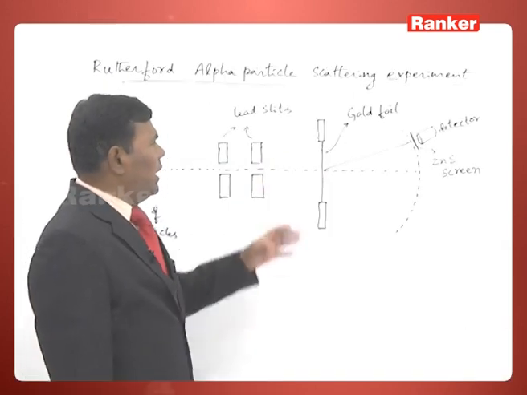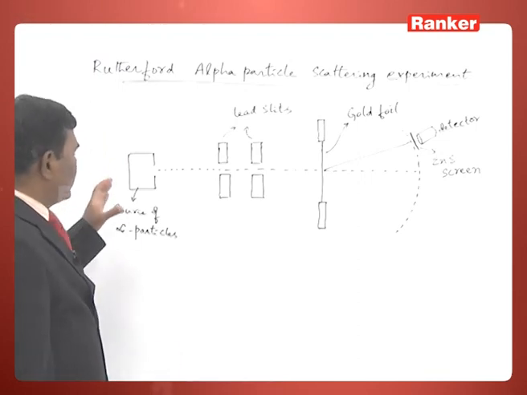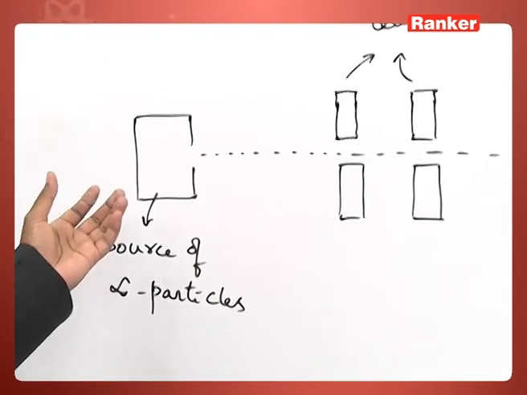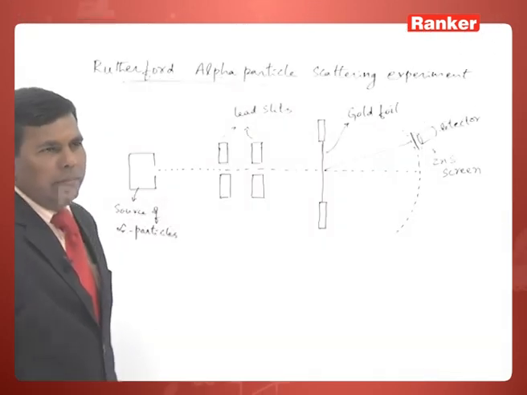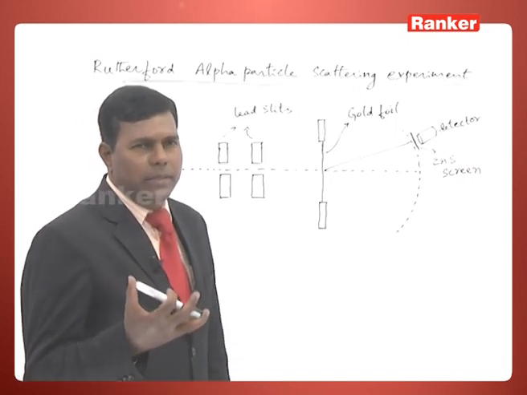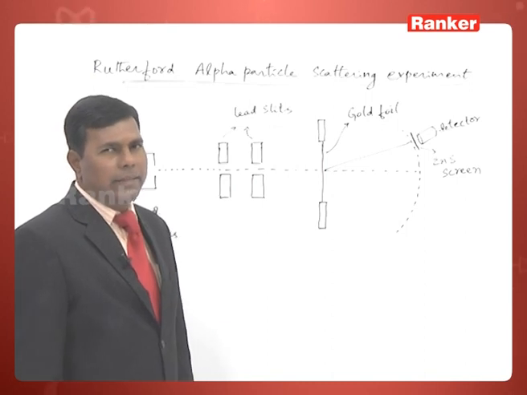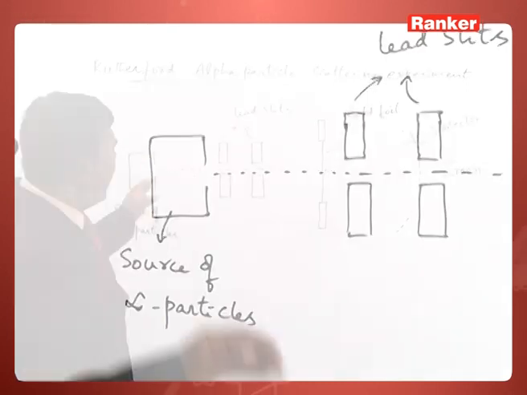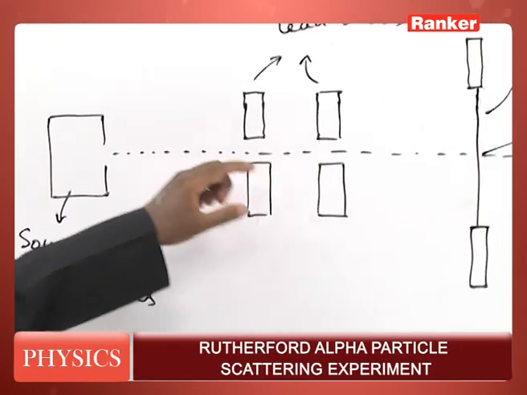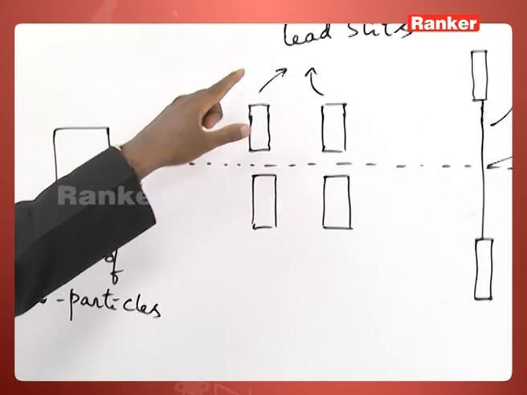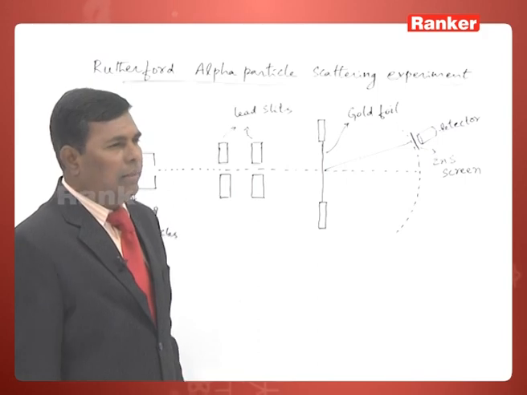This is the experimental arrangement for the alpha particle scattering experiment. You have a source of alpha particles, a radioactive substance placed inside, which will emit alpha particles. Generally, radioactive substances with mass number greater than 200 will emit alpha particles. Such a source is taken and alpha particles are emitted. The stream of alpha particles is made into a narrow beam using lead slits. Two lead slits are used with which we can obtain a narrow beam of alpha particles.